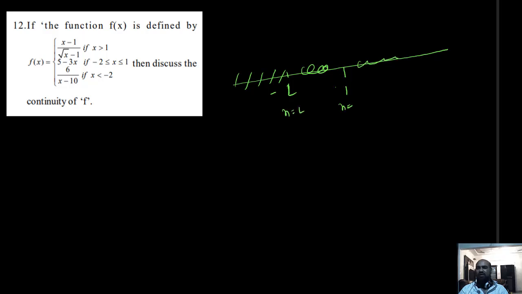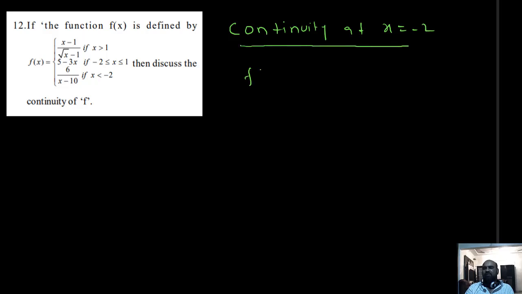Question: if the function f is defined by 3 rules, then discuss the continuity of f. Where we need to discuss, that is the important thing. I think minus 2, after that 1. So if x less than minus 2, we have one rule. X lies between minus 2 to 1, we have another rule. X is greater than 1, another rule. So what I can say, x equal to minus 2 and x equal to 1 are called turning points of the function. So we need to check the continuity of the function at the turning points, at x equal to minus 2 and x equal to 1. Okay.